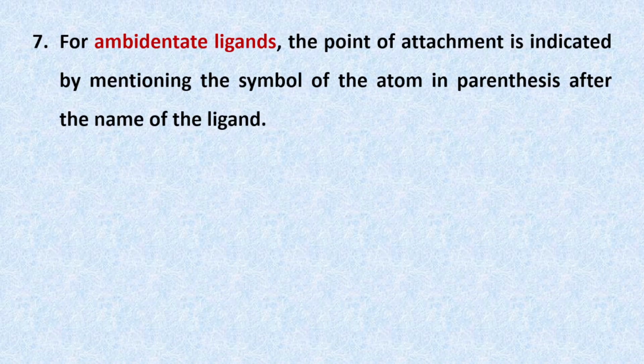Number 7. Some ligand can bind to central metal from two different sides, that is different atoms. These ligands are referred as ambidentate ligand. So in nomenclature, the point of attachment is indicated by mentioning the symbol of the atom in parenthesis or round bracket just after the name of the ligand.